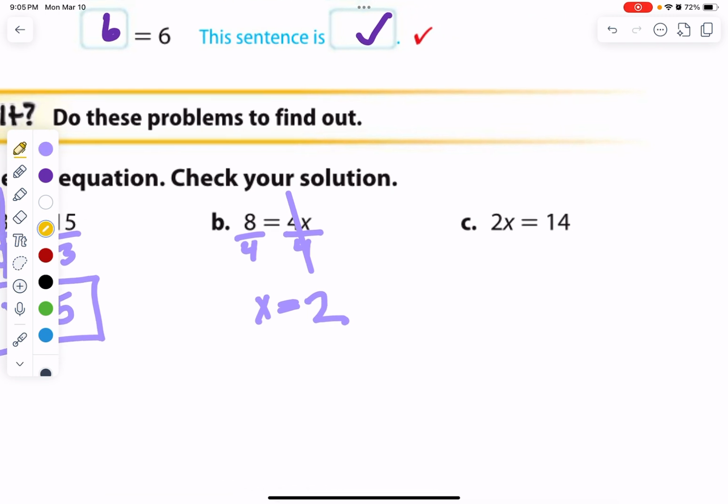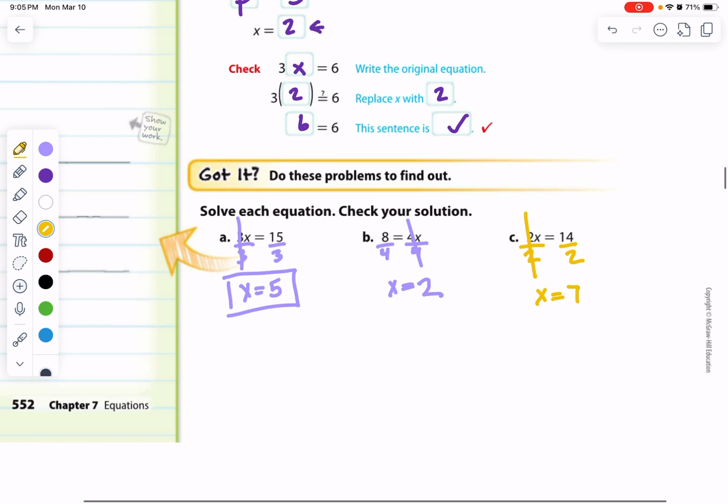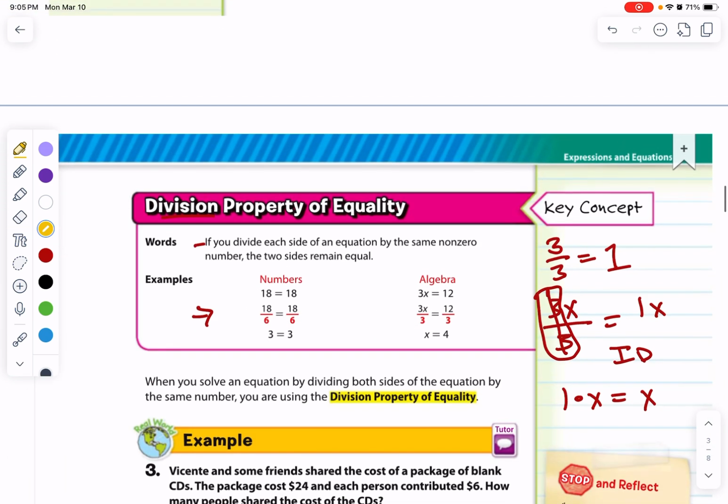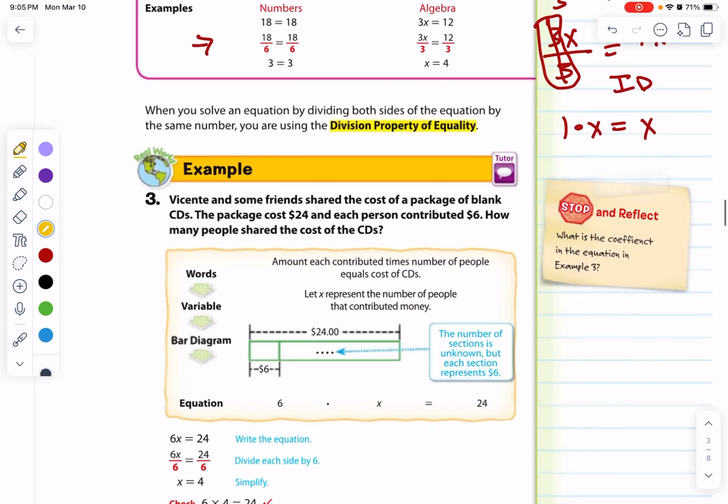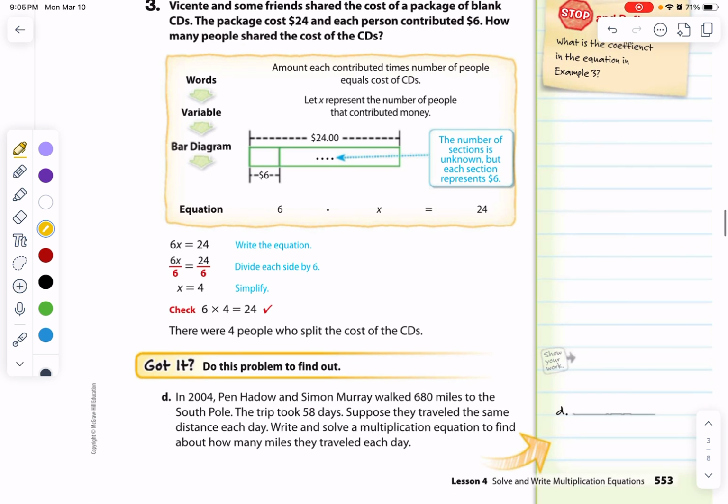Okay, another one. 2x equals 14. The coefficient is 2. We'll divide by that. Divide by 2. x equals 14 divided by 2, which is 7. Nice. That's not so bad, huh? All right, we already reviewed the division property of equality, so we're moving on here.